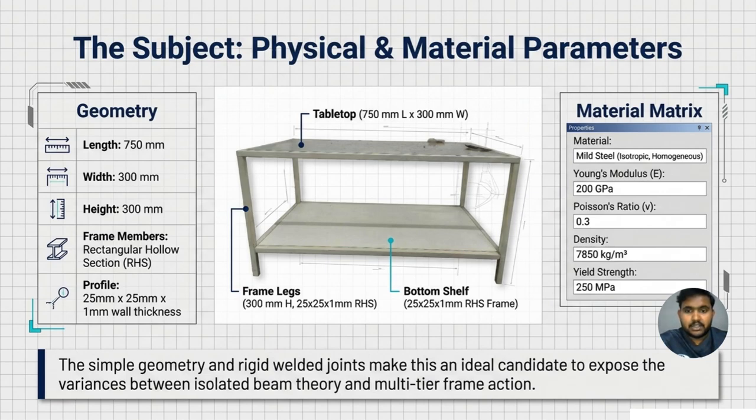Moving on, this slide represents the geometry and material properties of the selected work table. The structure has a length of 750 millimeters, a width of 300 millimeters, and a height of 300 millimeters. The frame is constructed using 25 by 25 millimeter rectangular hollow section mild steel members with a wall thickness of 1 millimeter. For the analysis, standard mild steel properties were used, which include a Young's modulus of 200 gigapascals, Poisson's ratio of 0.3, density of 7,850 kilograms per cubic meter, and a yield strength of 250 megapascals. That will be all from me.